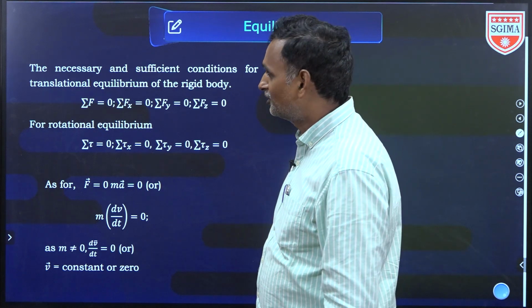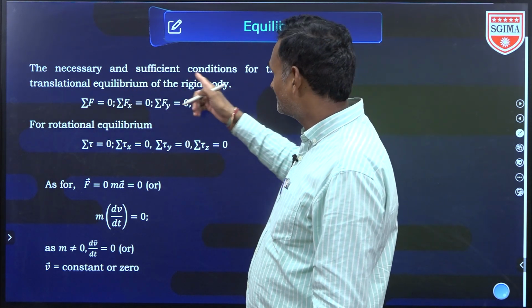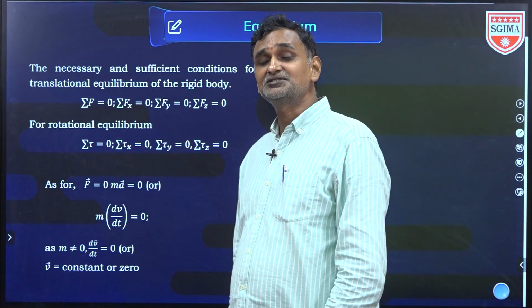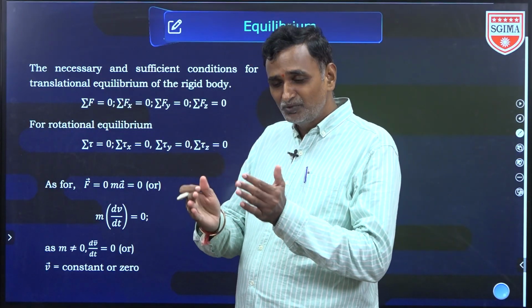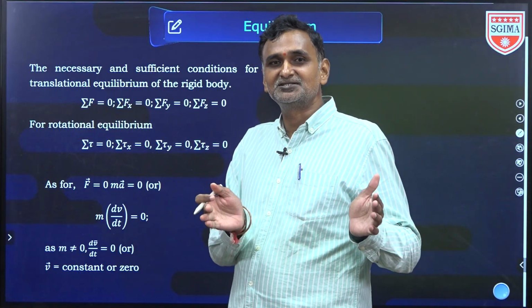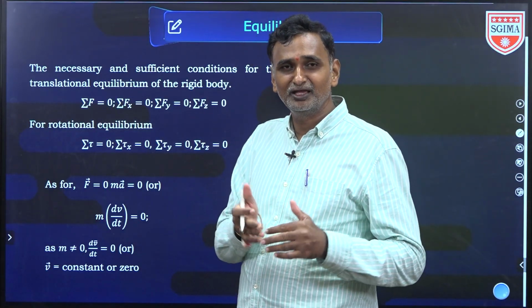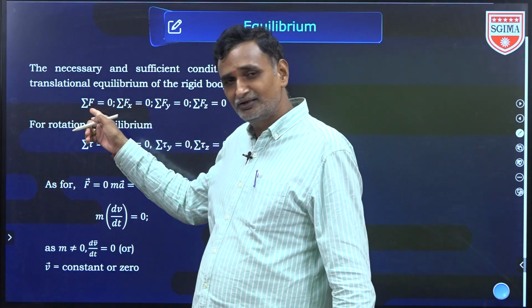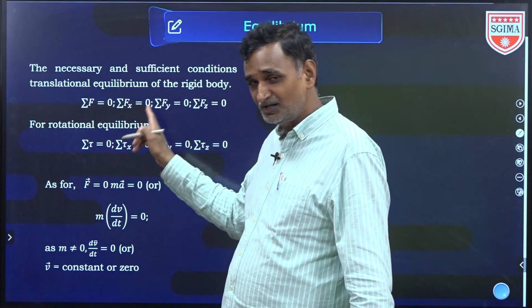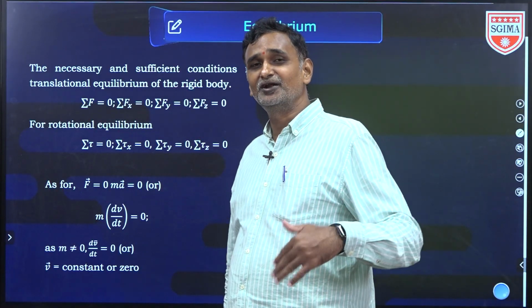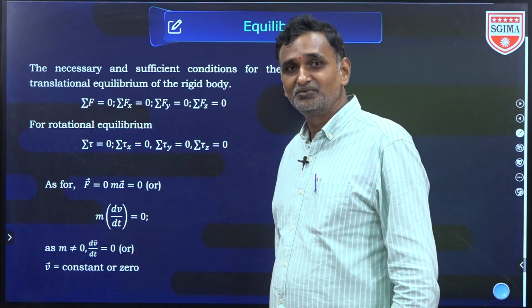Now, the necessary and sufficient condition for translational equilibrium. Translational equilibrium means it is not moving along the line. It is also acted on by forces, but the net force acting on the body is 0. Already we have seen in the last slide Fx = 0, Fy = 0, Fz = 0. Then the body is said to be in translational equilibrium.